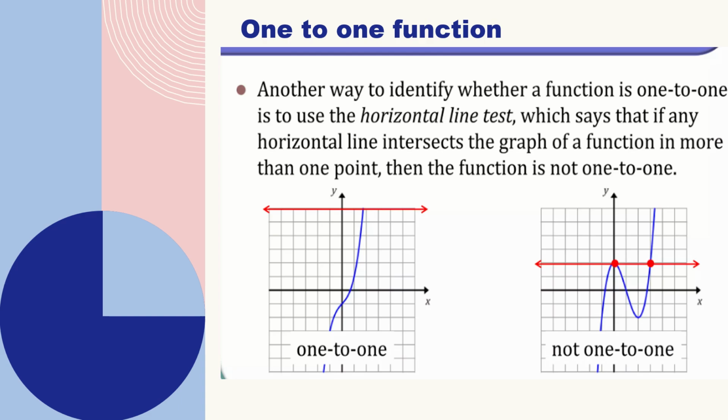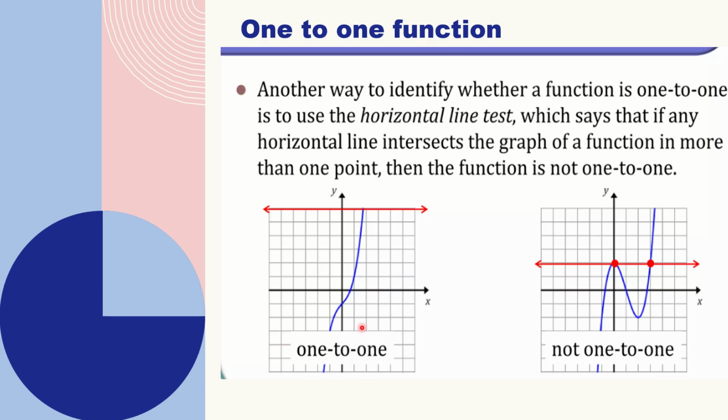Now there is one more test to identify whether the given function is one-to-one or not, and that test is called the horizontal line test. In the horizontal line test, if a horizontal line intersects the graph of a function in more than one point, then the function is not one-to-one. So if you look at the graph of this function, we can clearly say that it is passing the horizontal line test.